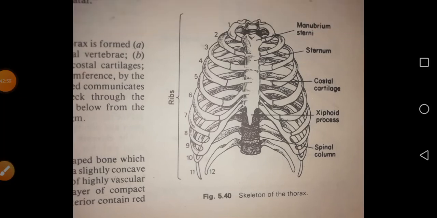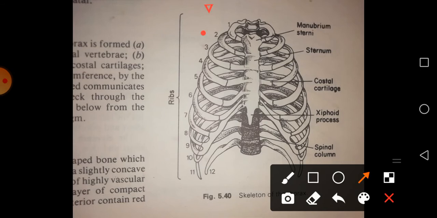Okay, next, the skeleton of the thorax, the manubrium of the sternum. Manubrium is nothing but the upper, starting portion of the sternum. It can be called manubrium sterni. In the middle is the body of the sternum, and the last one is the xiphoid process, the ending portion. Then the ribs continue, 1, 2, 3, 4, 5, 6, 7, 8, 9, 10, 11, so overall 12 ribs will be there.